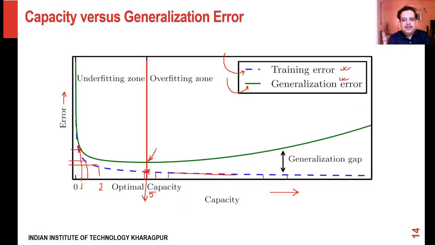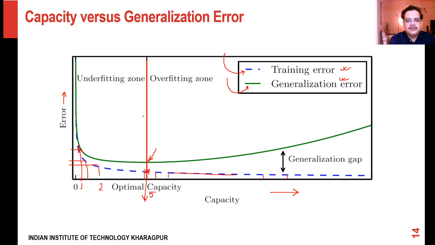So by increasing the capacity, you are not making the model any better, but you are bringing in additional fictitious complexity into the model, thereby reducing the error on the training data. But when you take it to the test data, you will see that its performance will start becoming worse.